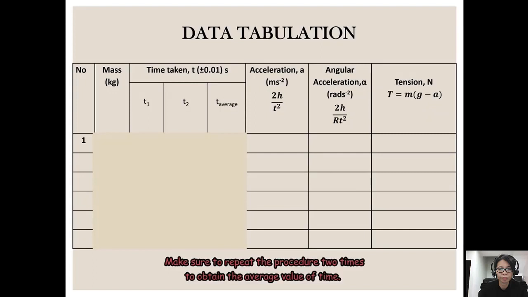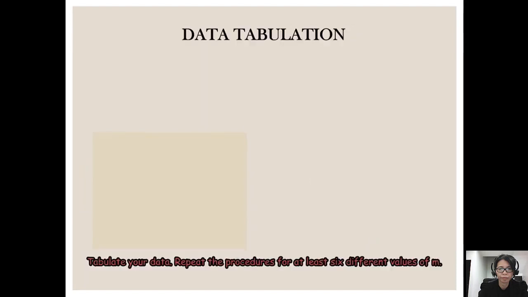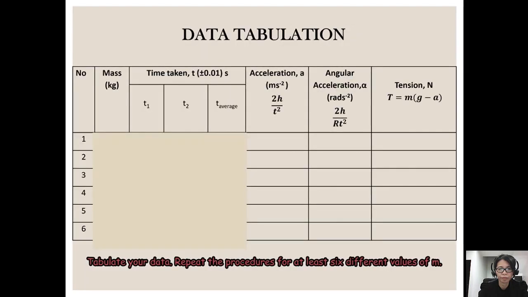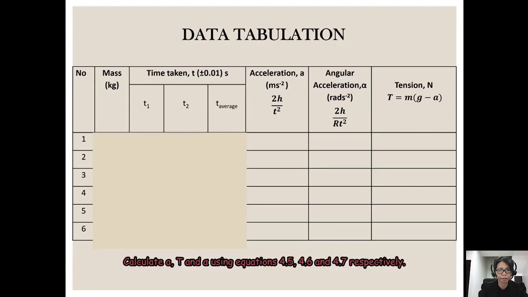Make sure to repeat the procedure 2 times to obtain the average value of time. Tabulate your data. Repeat the procedures for at least 6 different values of m. Calculate a, T, and alpha using equations 4.5, 4.6, and 4.7 respectively.